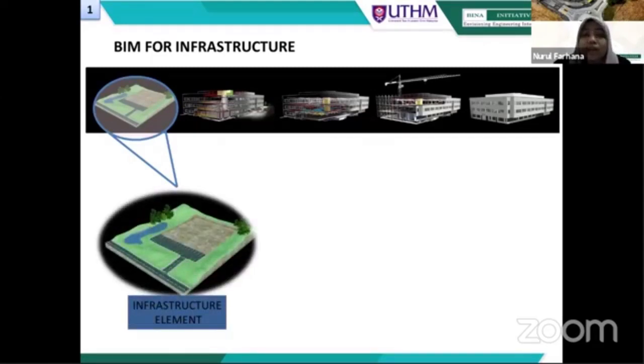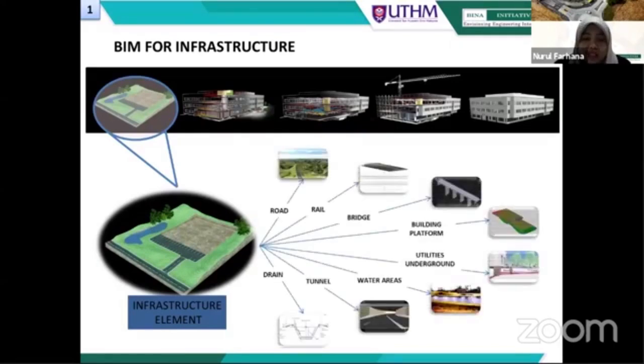BIM for infrastructure: in any project, either a building project, railway project or other project related to BIM, must come with the infrastructure element first. So what are the contents in the infrastructure element? They will be road, rail, bridge, building platform, underground utilities like sewerage, water supply, all the telco lines and others, and then the water areas, tunnel, and the last one is the drainage or the channel, for the construction.